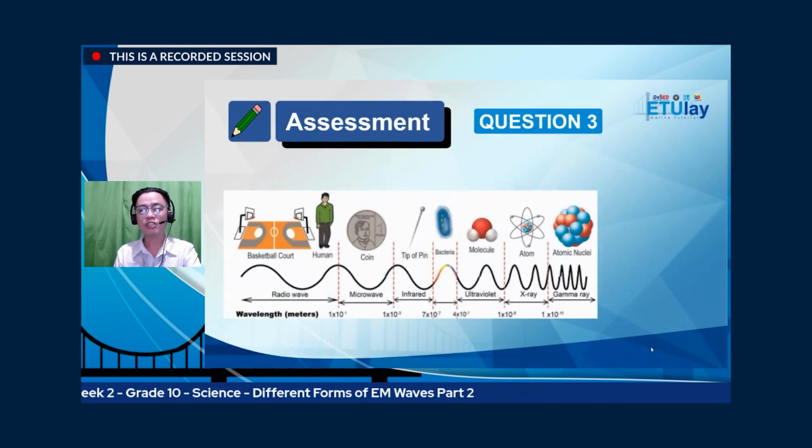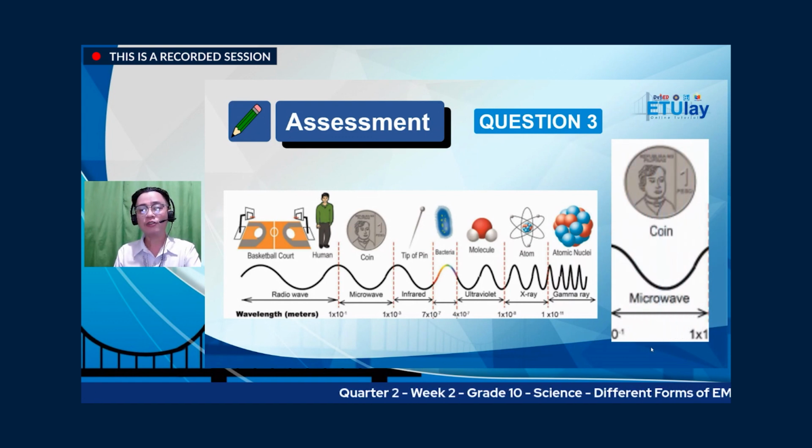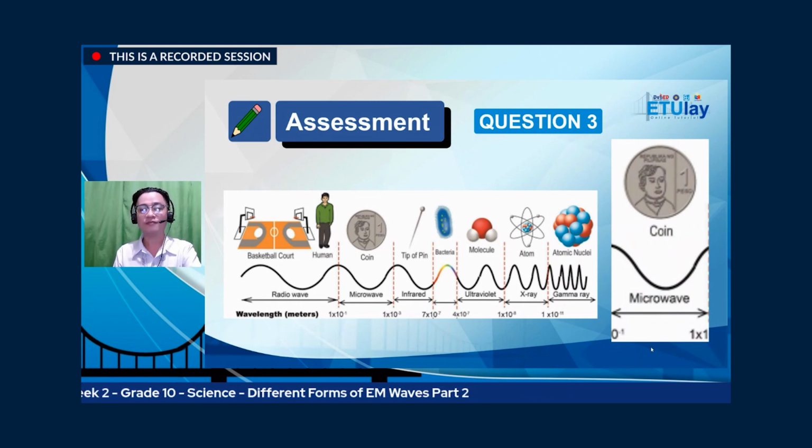Balikan natin ang illustration na nagpapakita ng mga halimbawa ng laki o size ng electromagnetic waves. Sa question number 3, ang microwave ay may kahalintulad na size ng isang barya o coin. Kaya ang sagot sa question number 3 ay letter B, microwave.